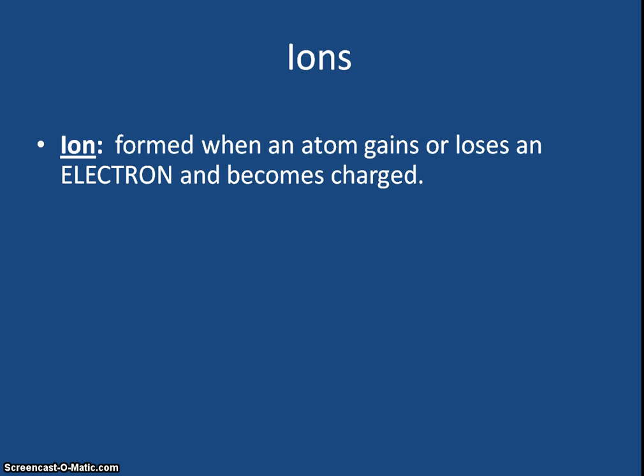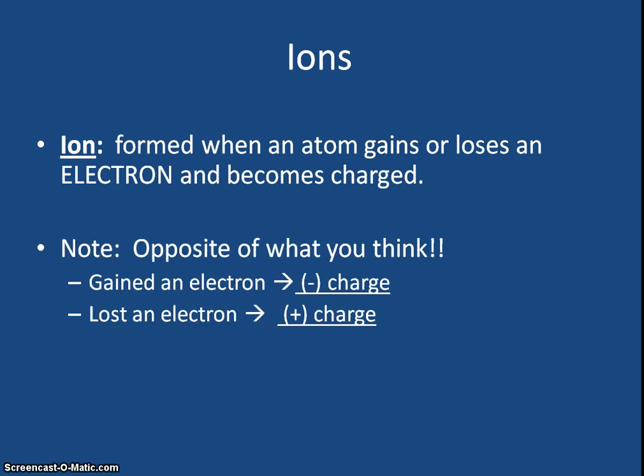So the 3 words that I want you to be able to match up in your head are ion, electron, and charged. I want you to circle those 3 words in your notes. When you see the word ion, you need to associate it with the particle electron, and you need to understand that it means that it's going to become either positive or negative. But keep in mind that it's the opposite of what you think. If you gain an electron, it actually becomes negative because electrons are negatively charged. If an atom loses an electron, it becomes positive because it's losing the negative charge. So it's kind of the opposite of what you think.